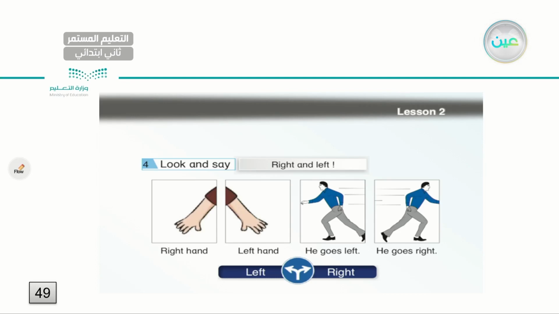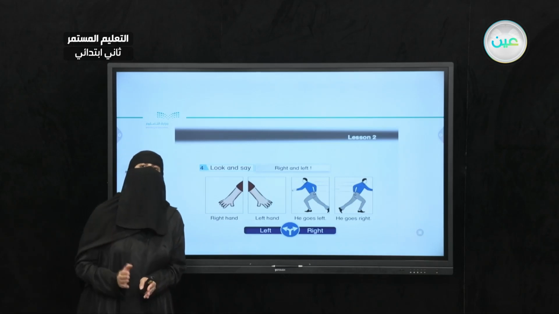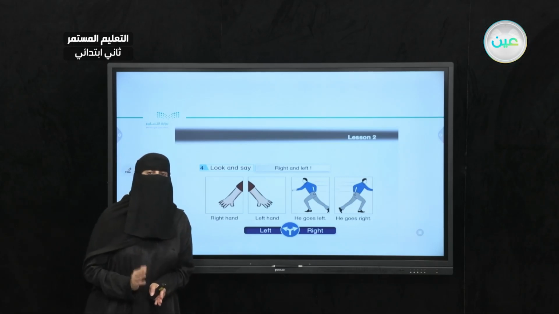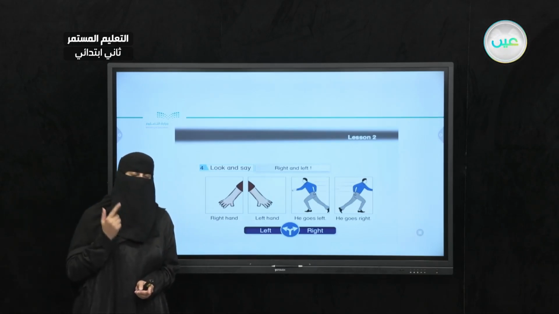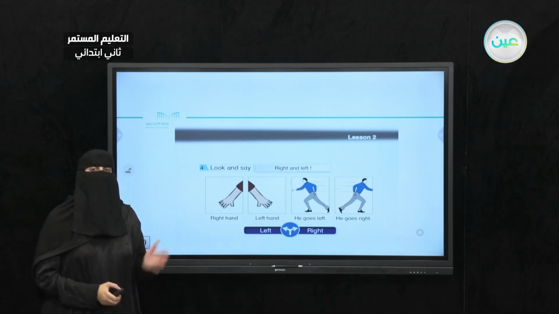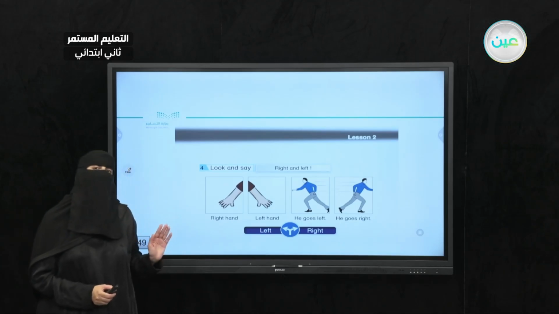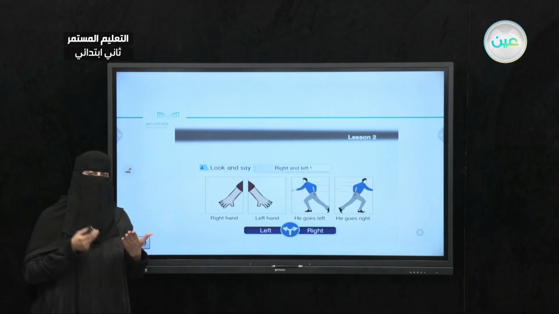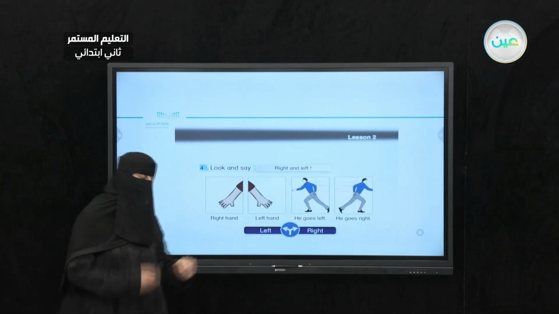Now, I need you to do something for me. I need you to put up your right hand for me. Put up your right hand and then point at your right eye, for example. Okay? And then put it down. Do the same with your left hand. Put up your left hand and point at your left eye. Very good job. That's the difference between left and right.